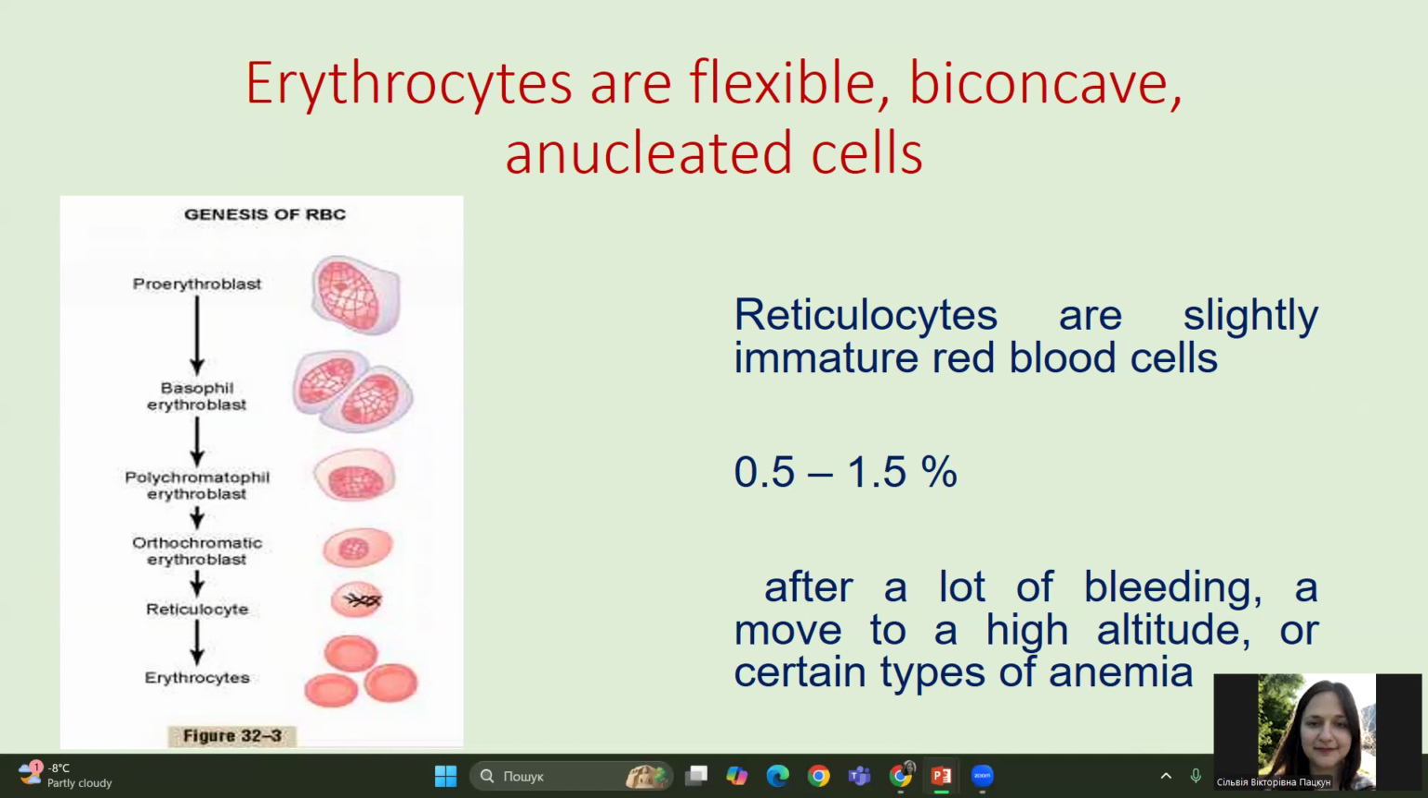Reticulocytes are slightly immature red blood cells, normal value 0.5 to 1.5% in peripheral blood. After a lot of bleeding, move to a high altitude or certain types of anemia, there can be increase in the reticulocytes level. Mainly when there is excessive decrease in the level of erythrocytes, red bone marrow does not have enough time to produce more erythrocytes, so it starts to release more reticulocytes to the peripheral blood, as they are slightly immature red blood cells.